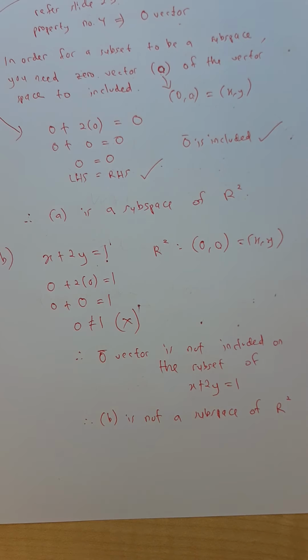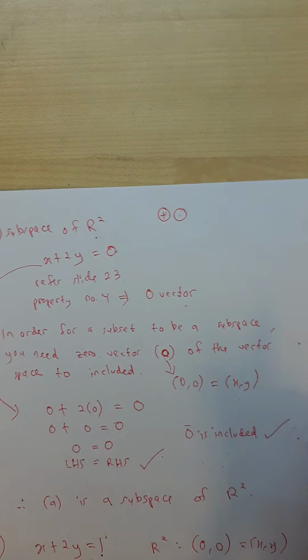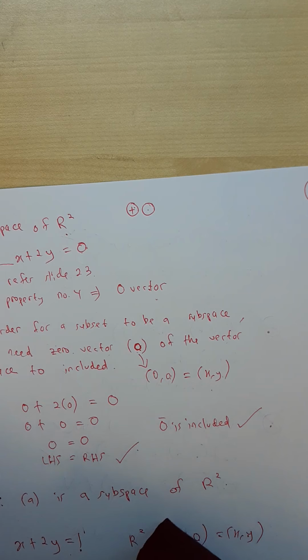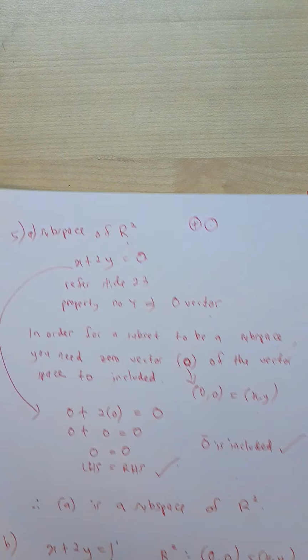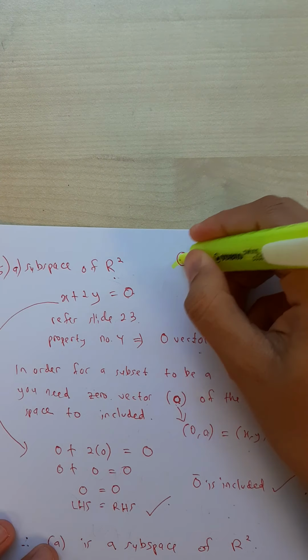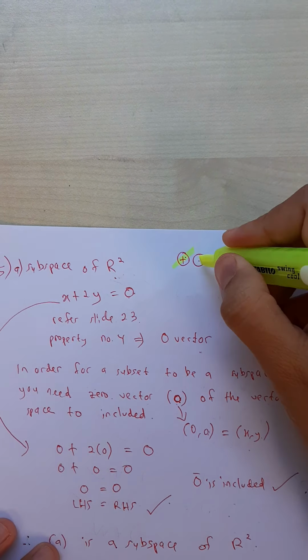So you see, there are multiple ways of showing whether a particular subset given to you is a subspace or not. What are the different ways we have gone through so far? We have checked the addition, we have played around with the scalar multiplication, and now I have shown you the concept of checking the 0 vector, whether it's included inside the subspace given to you or not.